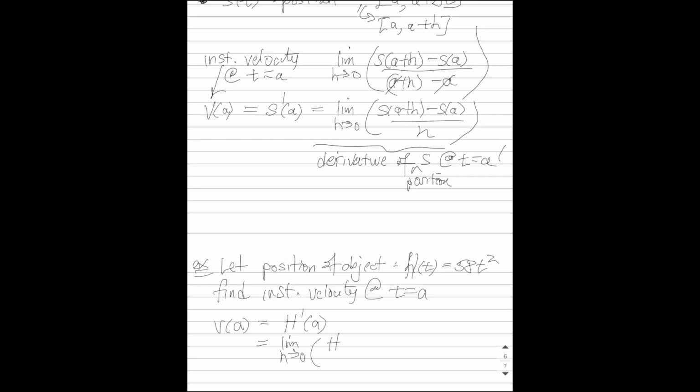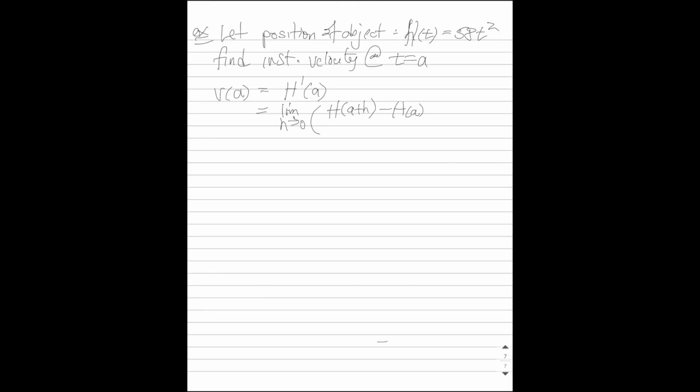So if we let the position of some object be capital H of t equals 58t squared, let's find the instantaneous velocity at some time equals a. So the instantaneous velocity would be the derivative of this position function at a, and according to what we wrote above, we'd have to go H of a plus little h subtract H of a, all divided by little h. And remember, this represents the average velocity of the function on the time interval, and then we're making the size of the time interval go smaller.